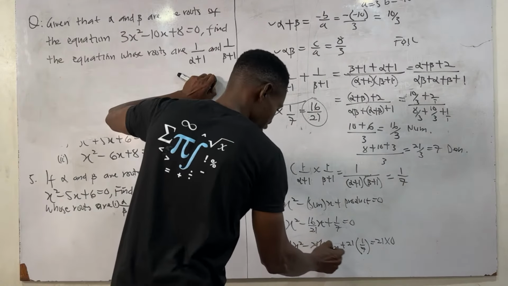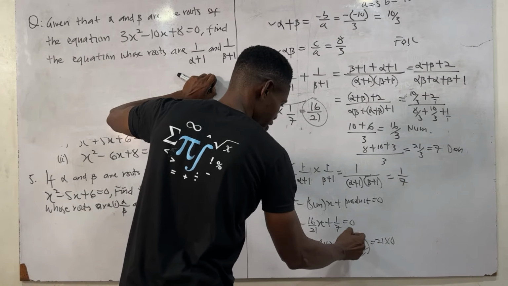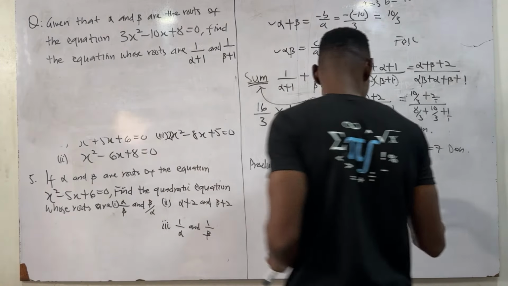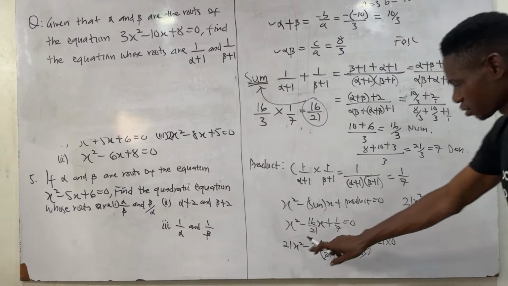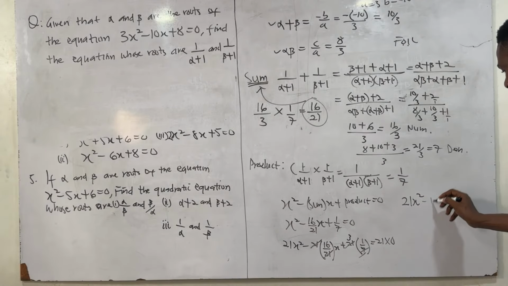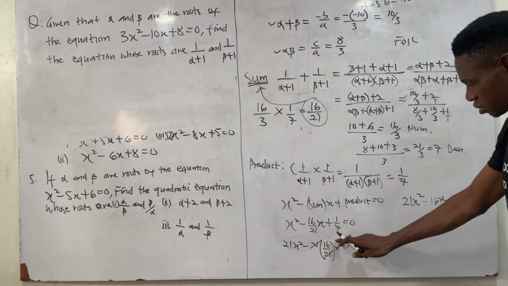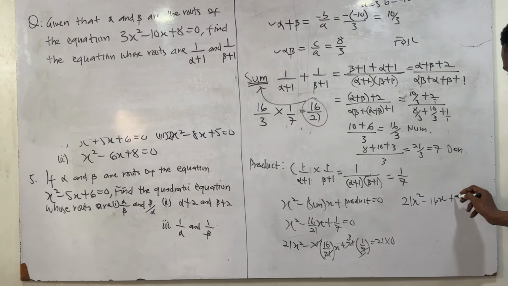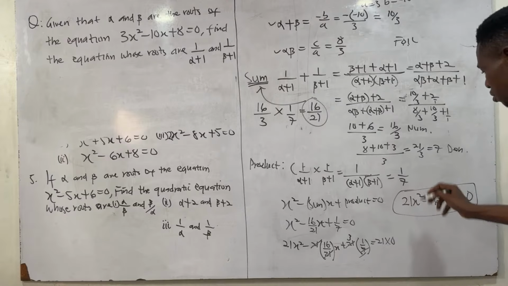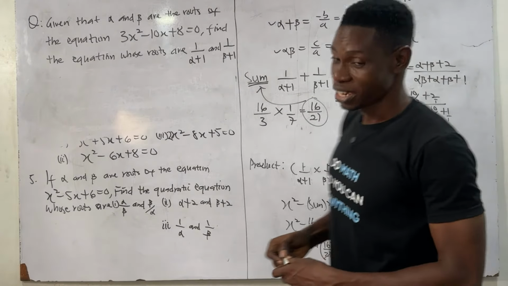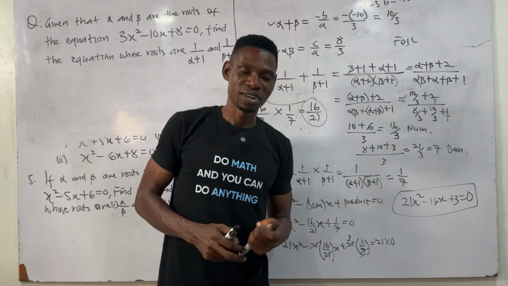And our final answer will be 21x squared minus 16x plus 3 equal to 0. And that's our answer.